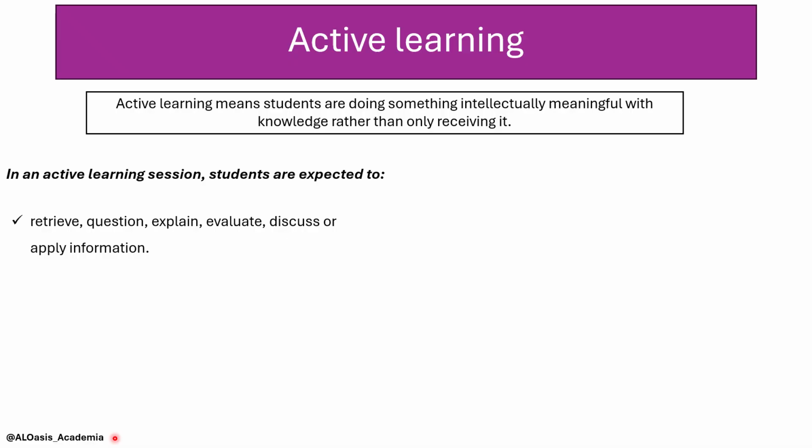So in an active learning session, the students are expected to retrieve information. It's not just receiving information. You might be asked to retrieve information, to question the information that you are given during the class, and to explain it. You will also be asked to evaluate the information. Evaluation means whether this information is correct or not, whether it is supported by strong evidence, things like that. So this is all that you might be asked to do during the class.